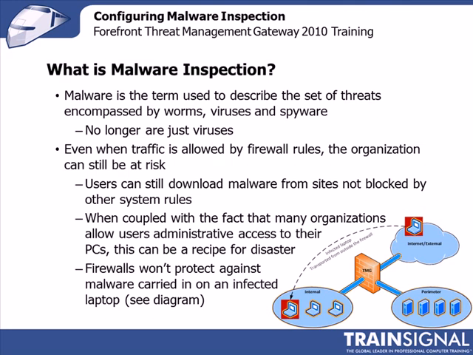This issue, when coupled with the fact that many organizations allow users administrative access to their PCs, can be a recipe for disaster. Now, you may think that allowing people administrative access to their PCs is insane. Well, unfortunately, in some organizations, you really can't get around it for multiple reasons. One, organizational politics. Two, not enough IT staff to actually manage in a lockdown environment. All kinds of issues raise their ugly head when it comes to trying to completely lock down an organization.